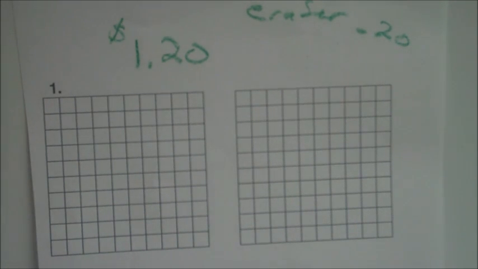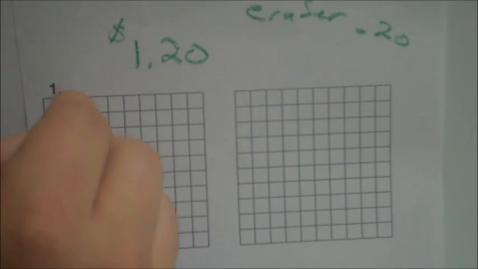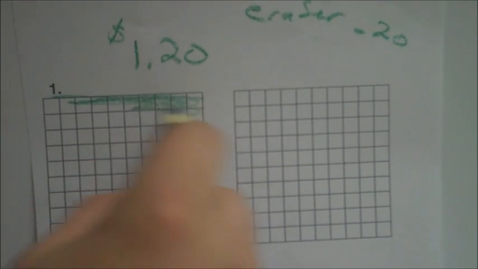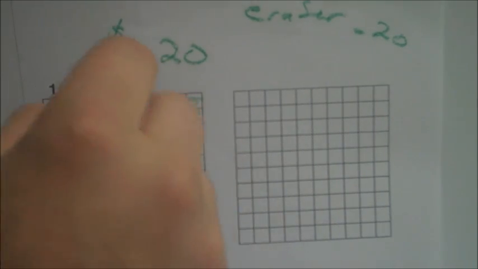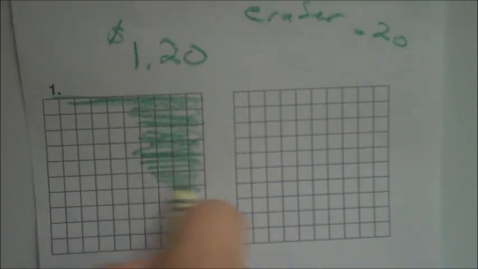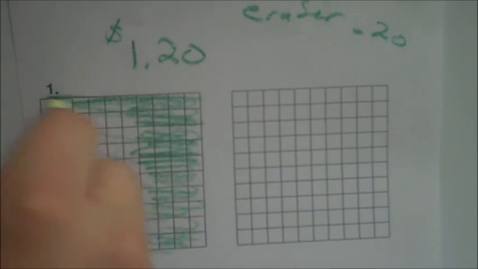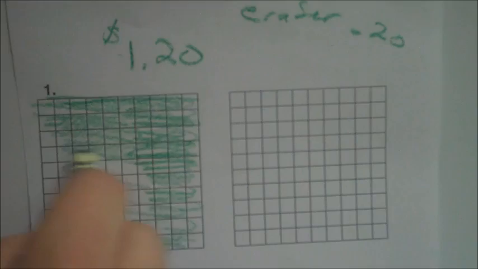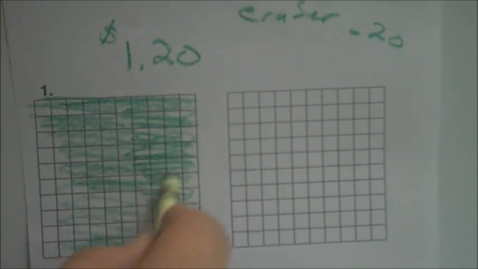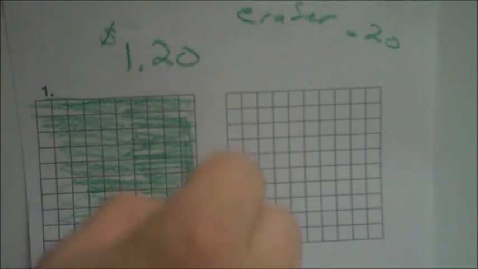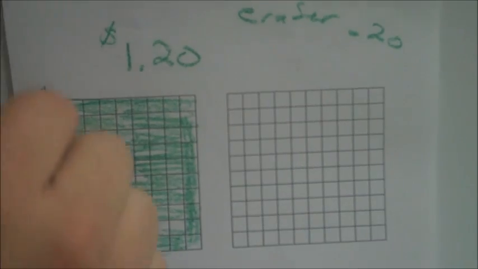Well, if we show $1.20 on a decimal grid, that means that we're going to have one whole. So I'm going to color in a whole grid, right? Because I have one whole decimal grid. If you're thinking of this as pennies, we have 100 pennies in a dollar, and each penny is 1/100th of a dollar. Make sure you're coloring this in with me.